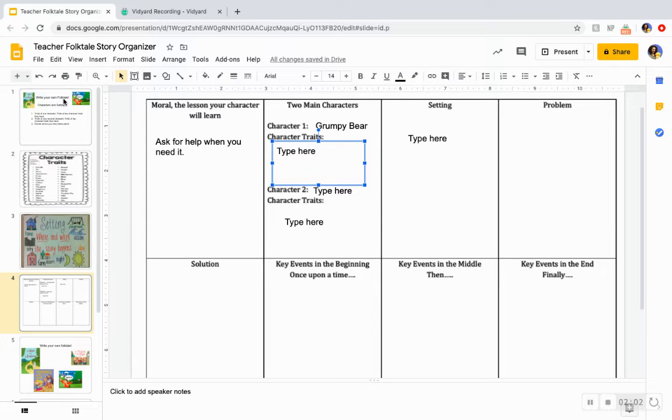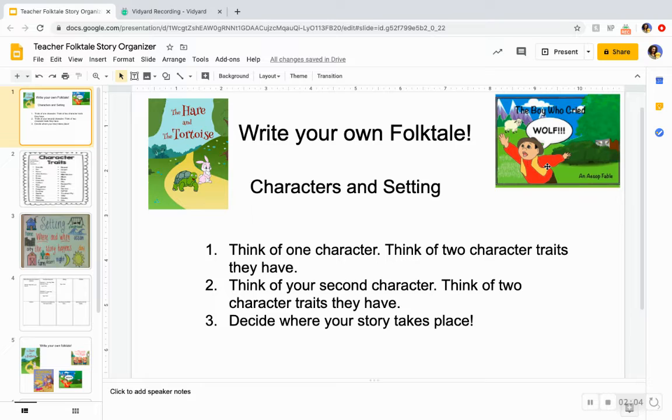In The Boy Who Cried Wolf, they just called him a boy. They didn't say, this boy's name is John. Nope, they just said he's a boy. So it's up to you if you want to give your character a name or if you just want to call them a boy or a tortoise or a bear. That's up to you. So now that I've thought of my character, I need to think of two character traits.